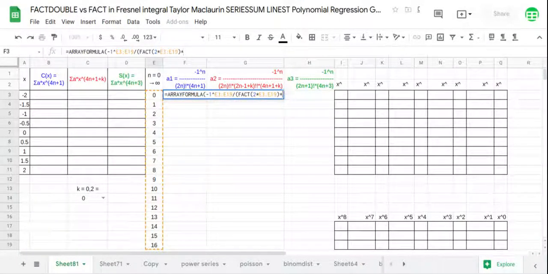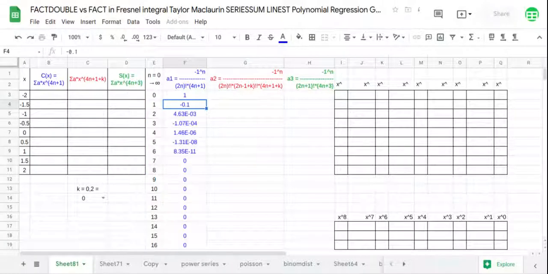The second part is the quantity 4n plus 1. So 4 times n plus 1. And enter. So we've completed the expansion coefficient of Fresnel cosine.